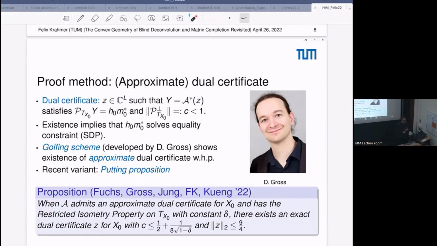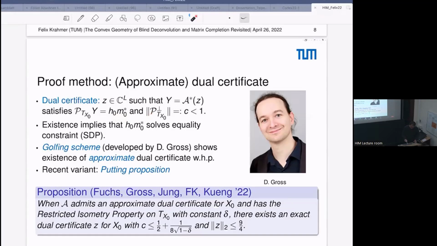The idea of the paper and a number of results in matrix completion and other papers was based on a so-called dual certificate. This is a concept that's very common in the analysis of optimization algorithms or convex optimization. You are looking for some vector y in the range of the adjoint of the linear operator, such that when you project it onto T_x0, the tangent space to the manifold of rank 1 matrices at the position x0, you get the true solution.